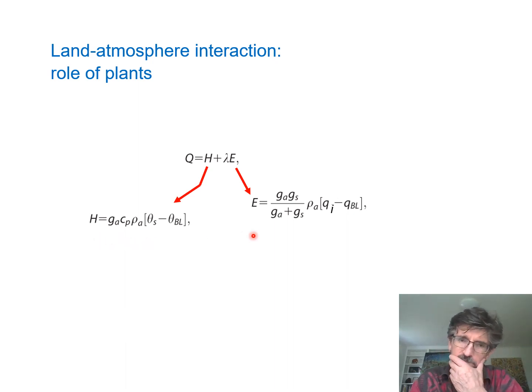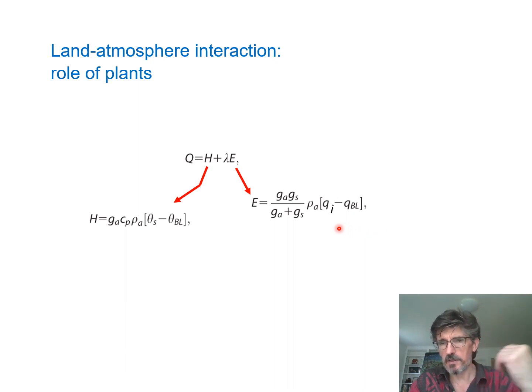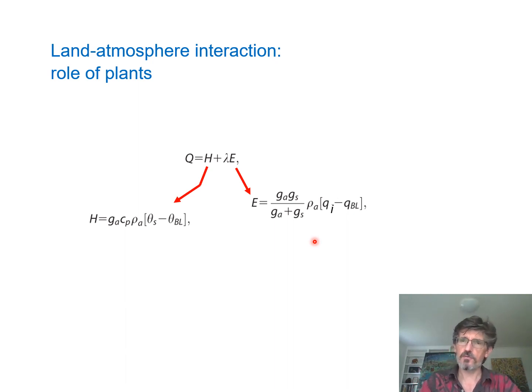And then the evapotranspiration, which is the gradient of specific humidity between just outside the surface and the boundary layer. This is at the logarithmic layer, this is at the surface, and this is in the boundary layer, times the conductance given by the series of stomata and atmosphere.